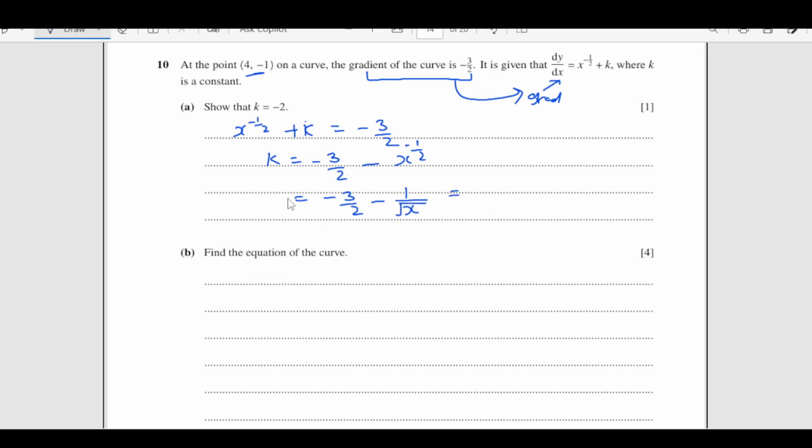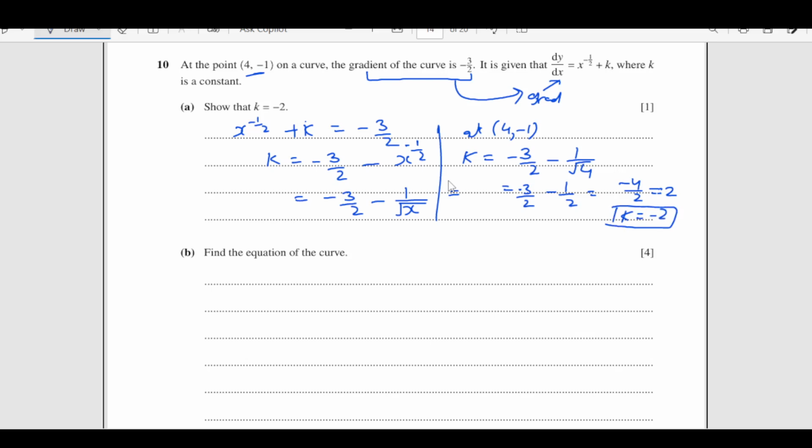Now, we are given the point (4, -1), so x is 4 here. We will substitute x here to get the value of k. So, negative 3/2 minus 1 over the square root of 4. This is negative 3/2 minus 1/2. So, 3 and 1, this is negative 4 over 2, that is negative 2. So, k is negative 2.